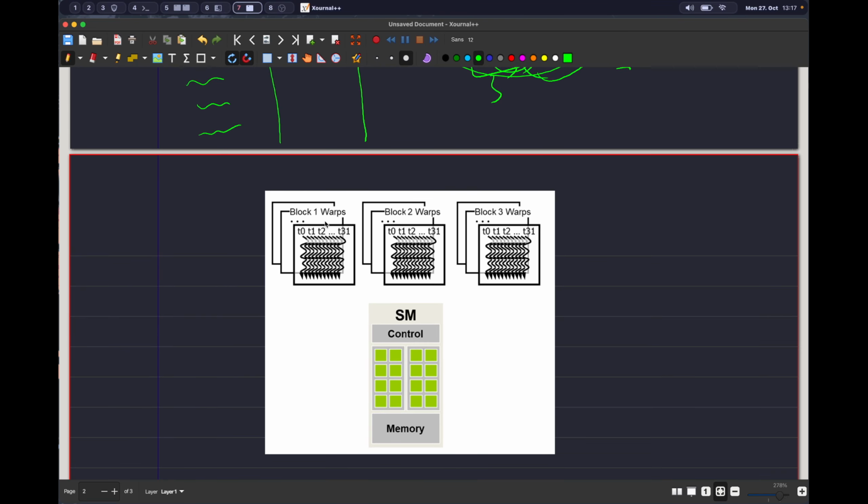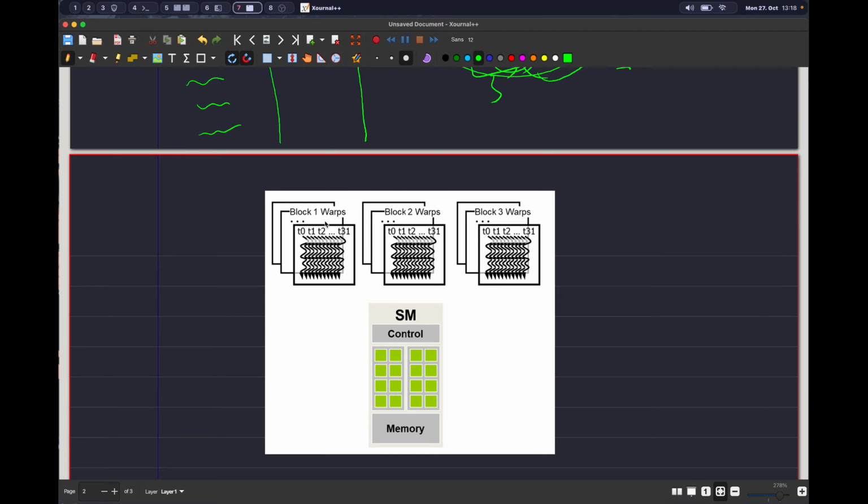Moving on to the next image. In the earlier videos, we have already seen what a warp is. When we assign a block to a streaming multiprocessor, a block is further divided into a group of 32 threads, and each of those is called a warp. In the current architecture of NVIDIA GPUs, a warp is 32 threads. It can change in the future, but we do not know for now.